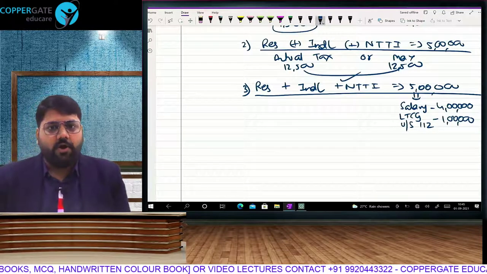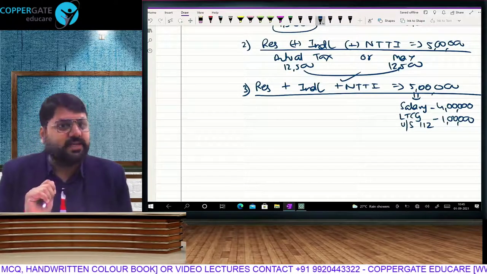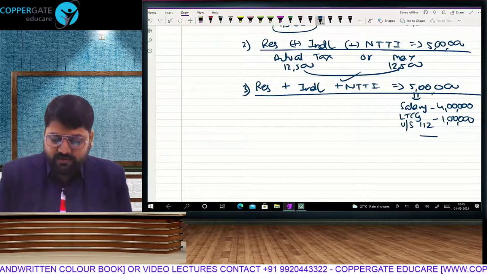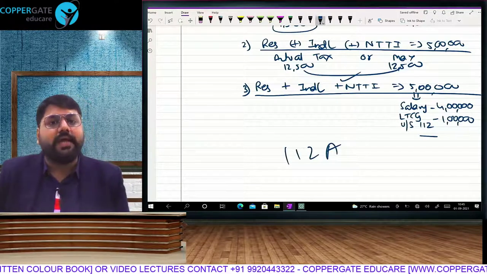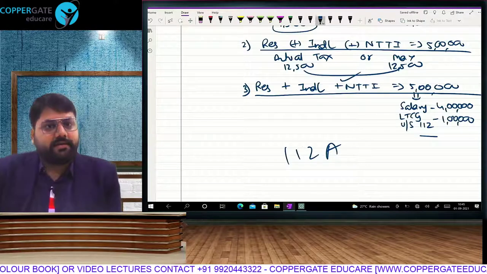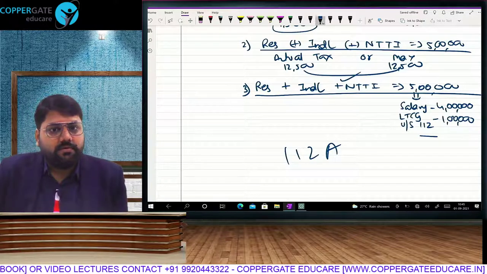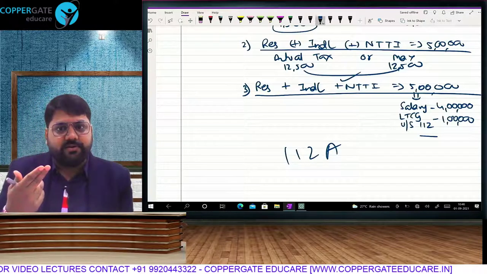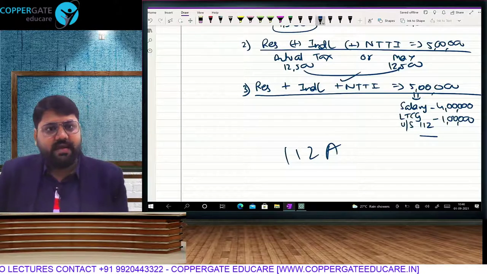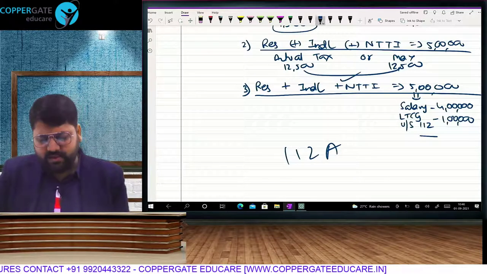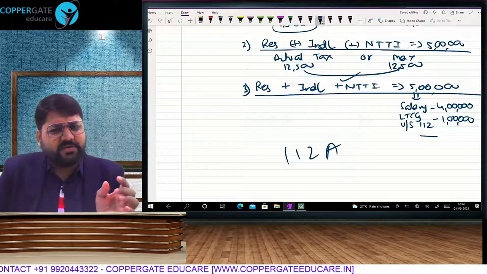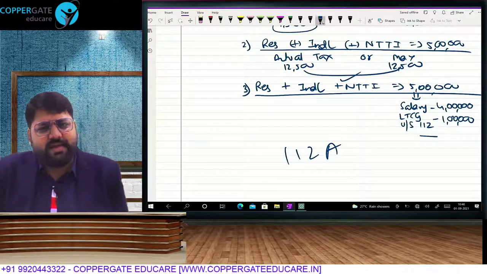See, listen, long term capital gains, there are two sections in chapter 12. There is a section 112 and there is a section 112A. 112A is stock market: sale of equity shares or units of equity oriented mutual fund on stock market, STT paid. For that, the tax rate is a little different. First 1 lakh, there is no tax, and on the balance, there is 10%.